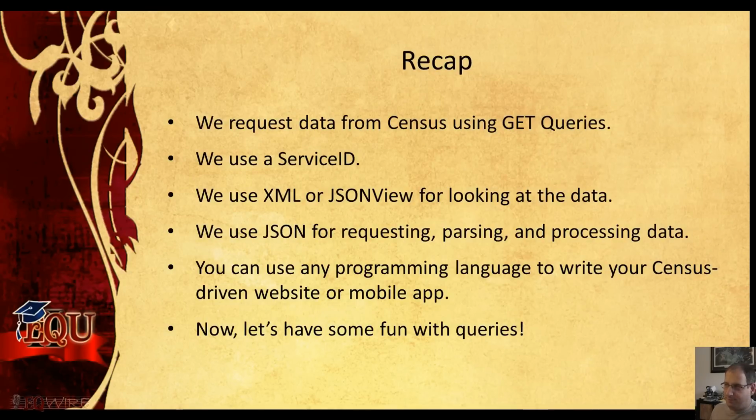So a recap of what we've talked about so far. We request data from Census using GET queries. We sign up for a service ID. We use XML or JSON View for looking at the data. We use JSON for requesting, parsing, and processing data. You can use any programming language you want to write your Census app. Now let's finally get into some queries.